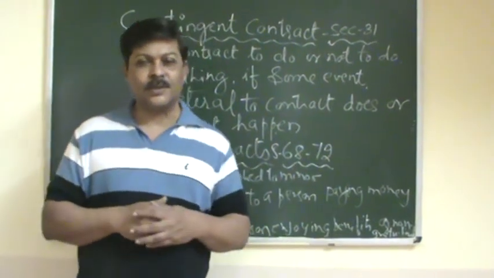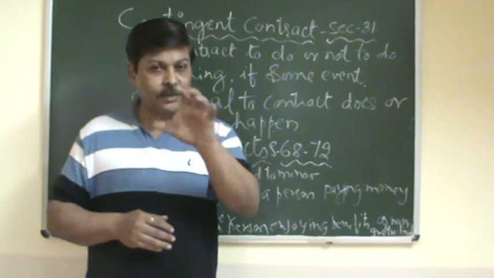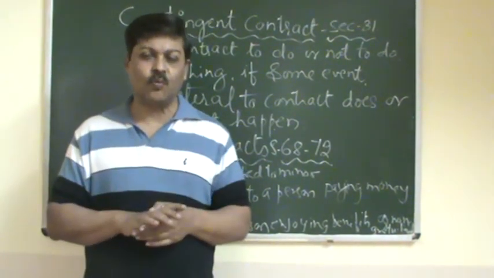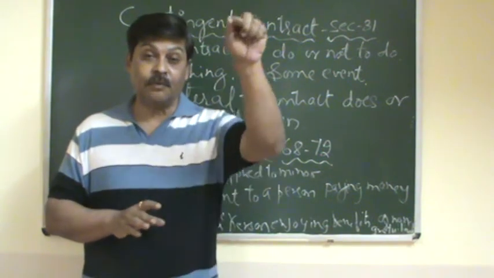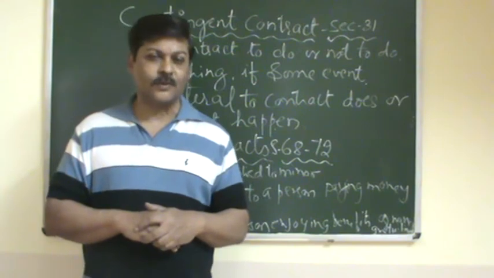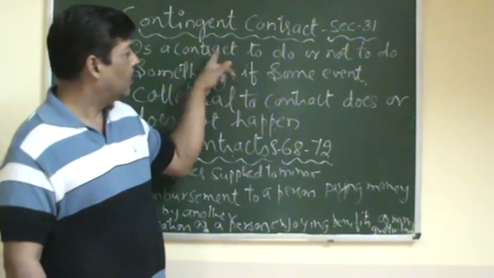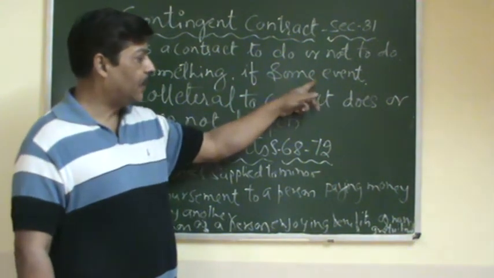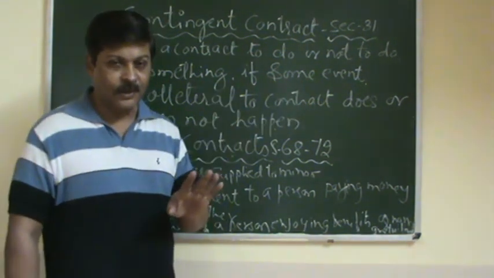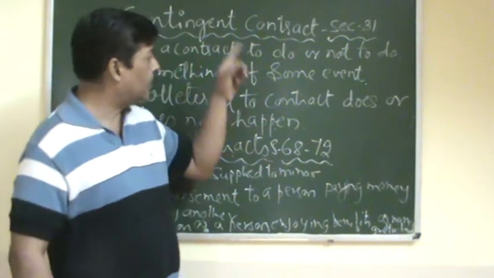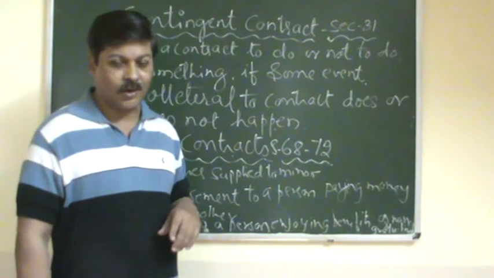Your vehicle insurance will be there. So insurance is the best example for a contingent contract. On the happening of that event, the performance of the contract depends. So it is a contract to do or not to do something if some event takes place. It is a future event. The contract is based on the future event, so it is called a contingent contract.